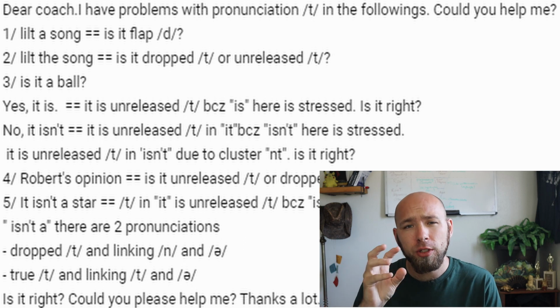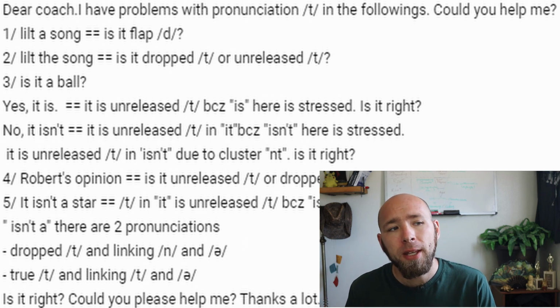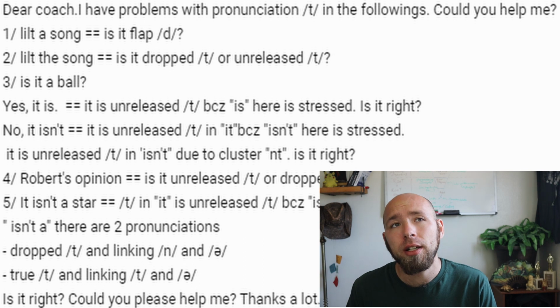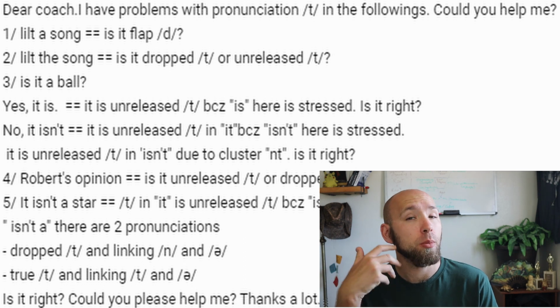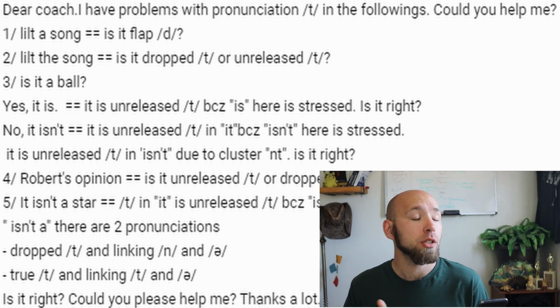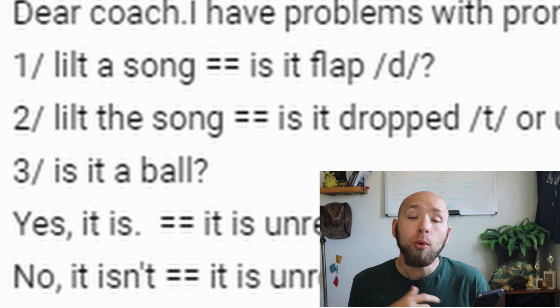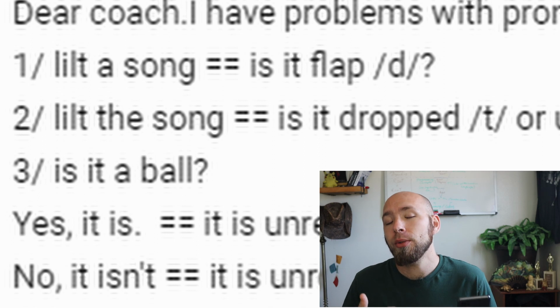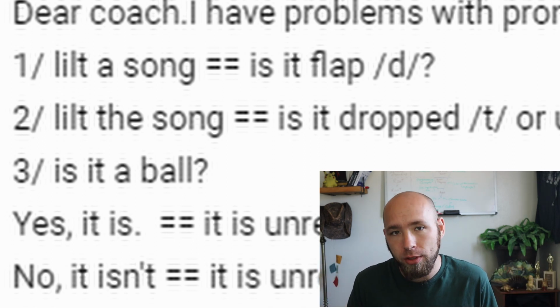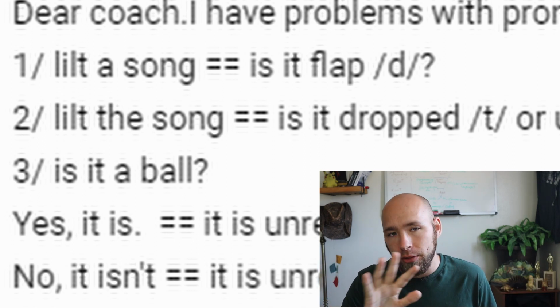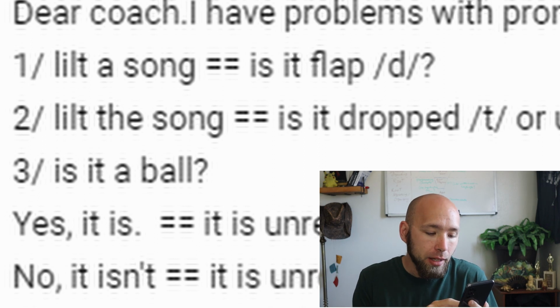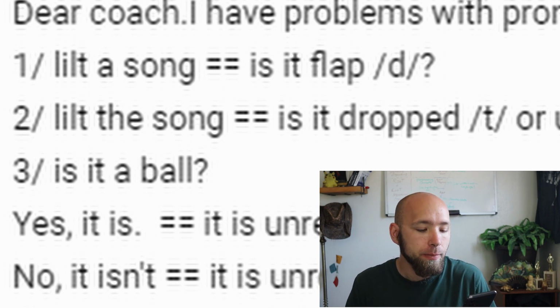I wanted to make this a special short lesson because the T can be very complicated, and I think this would help a lot of people if I go through this and explain what's going on. So number one, we have "lilt a song." Now, if you don't know what lilt means, which you probably don't, it's a very uncommon word. Don't worry, you can look it up, but we're focused on the pronunciation here.